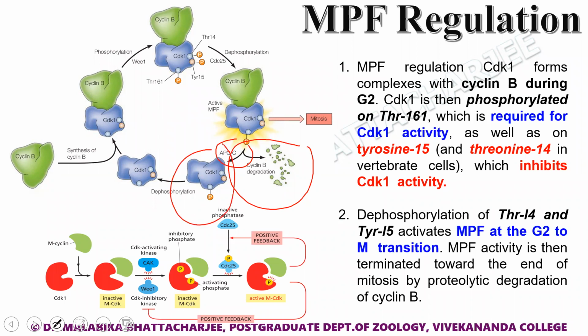Now concentrate on CDK and look at the 3 amino acids present in these positions: 161 position, 14th position, and 15th position. Remember, cyclin dependent kinase is an enzyme. It is a polypeptide made up of a number of amino acids. There are 3 amino acids in 3 certain positions that play a very vital role in controlling its activity.